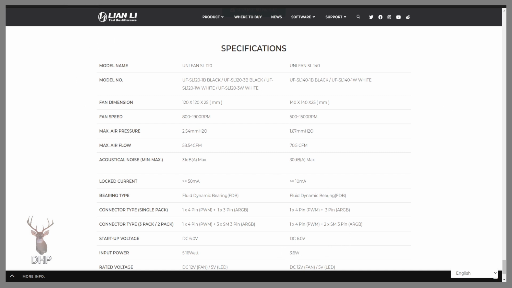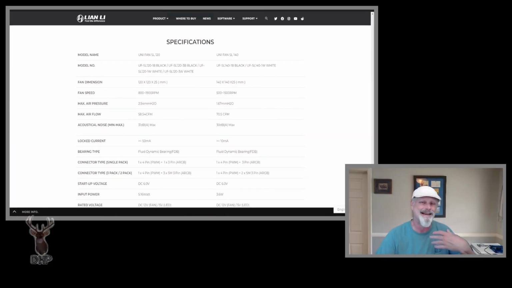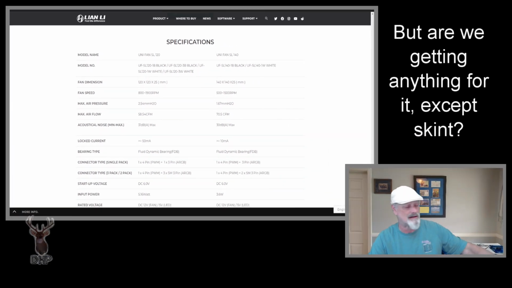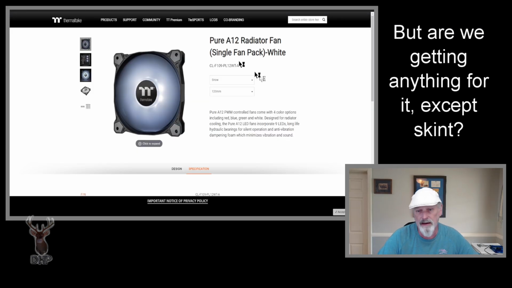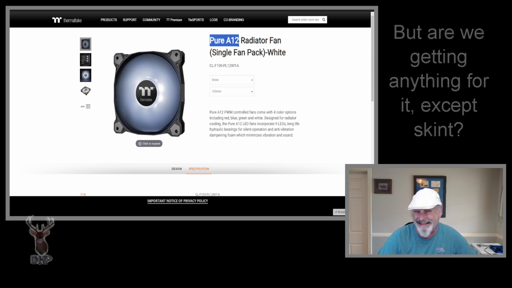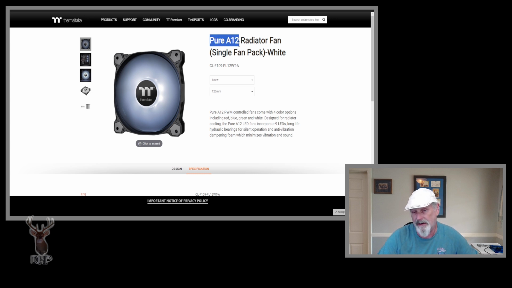But what do we almost constantly go for? The 120s are the most common. They're easier to put in, and we end up buying more fans that way. Well, now let's look at the Thermaltakes that I replaced in my system. They were LED fans. You saw the blue one. There was one blue, one red. The blue one died, so I replaced it.